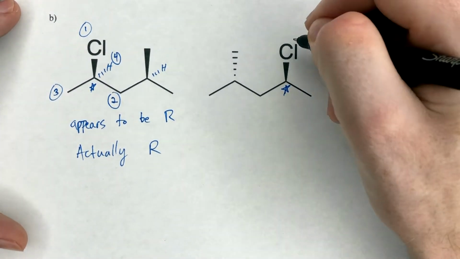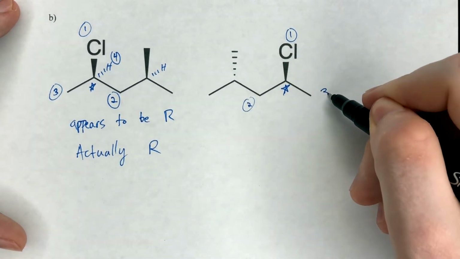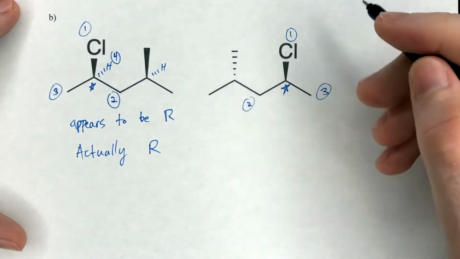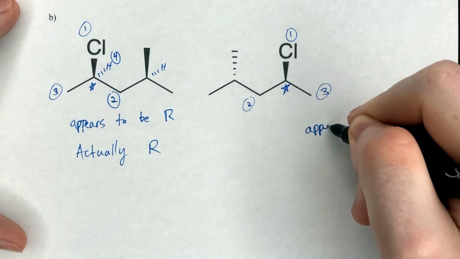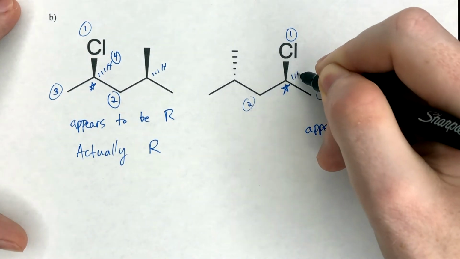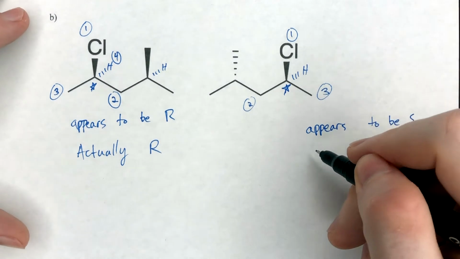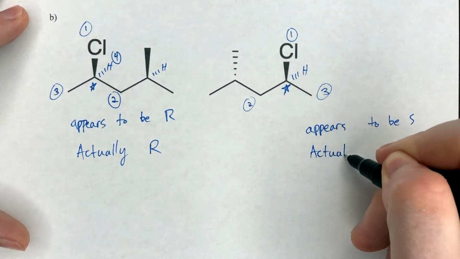So with that, the highest priority is the chlorine. Next is this whole group, and then the methyl. So this appears to be S. The hydrogen is in the back, which is the lowest priority. The lowest priority is in the back, so it is what it appears. So it is actually S.